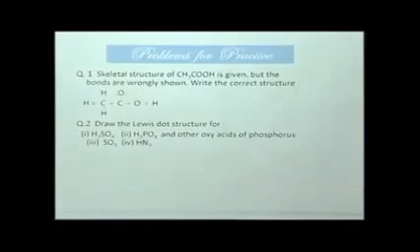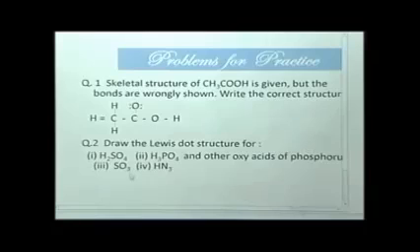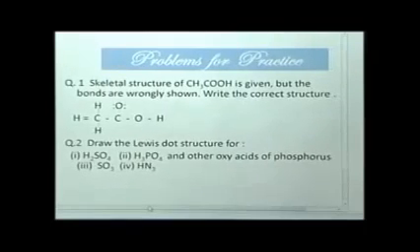Now let us quickly do certain problems. The first question is very simple. I'm just giving you 2 minutes to try to solve them. In the first question, you have to identify the mistake that has been done. And in the second question, you have to draw the Lewis structure. In the first case, it is very, very simple.